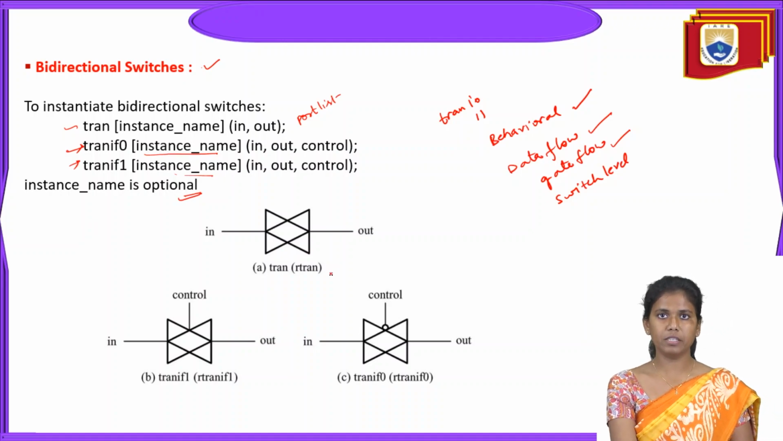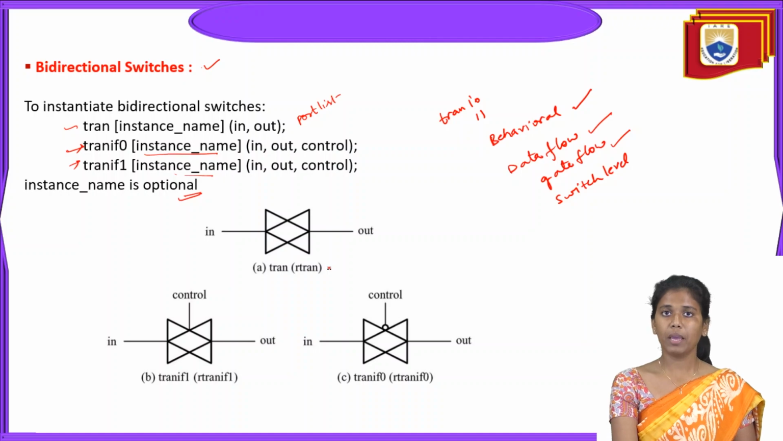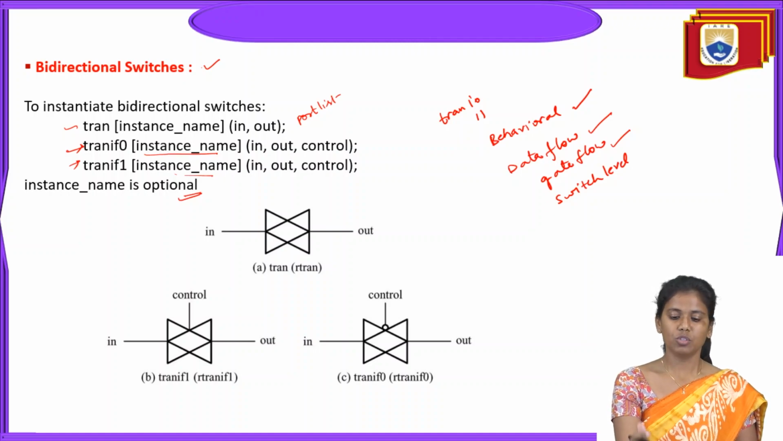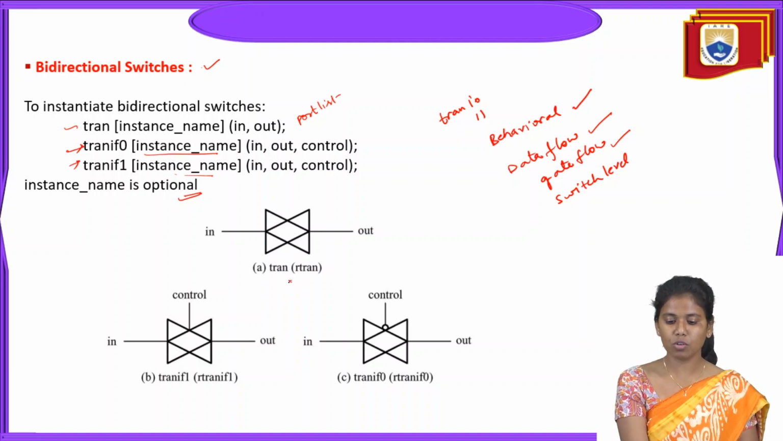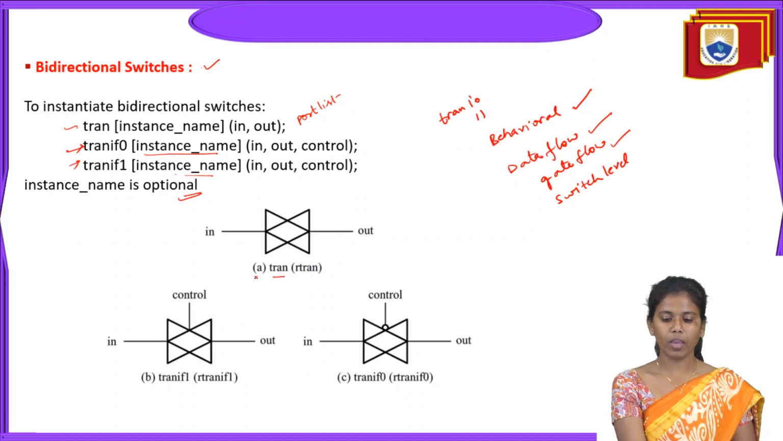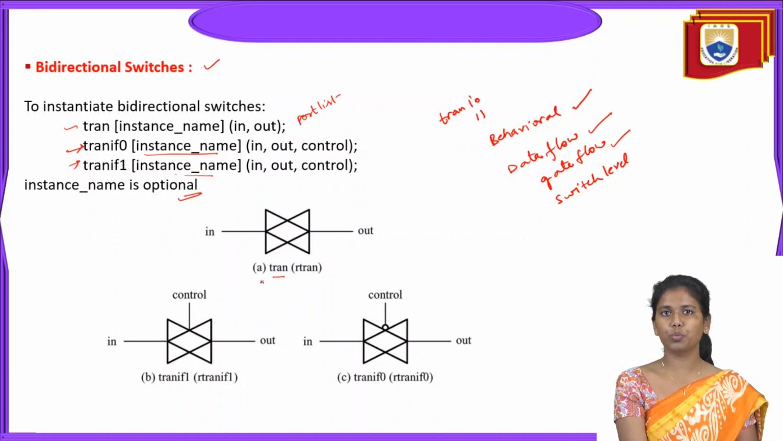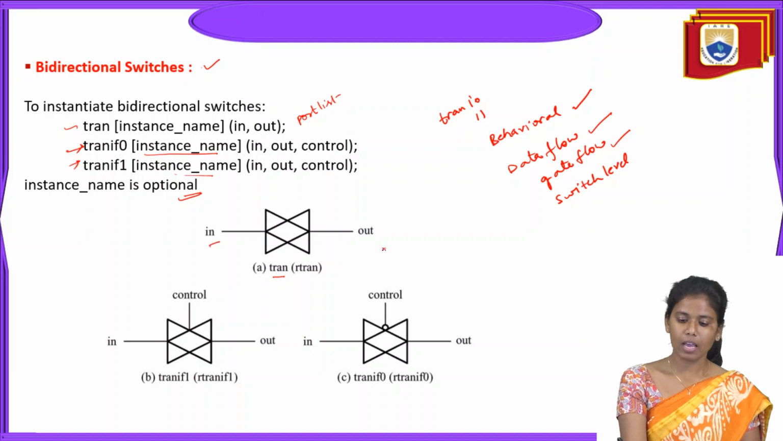If we observe, these are the three figures based on the bidirectional switch. The first figure is all about rtran. Rtran is a bidirectional switch that has an input and an output.